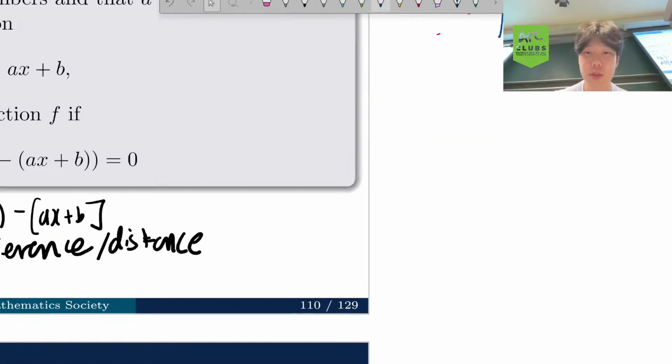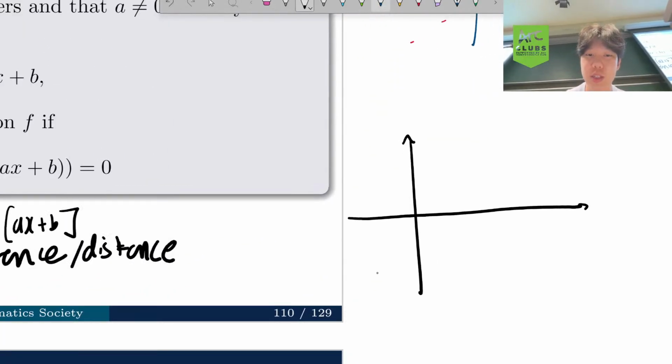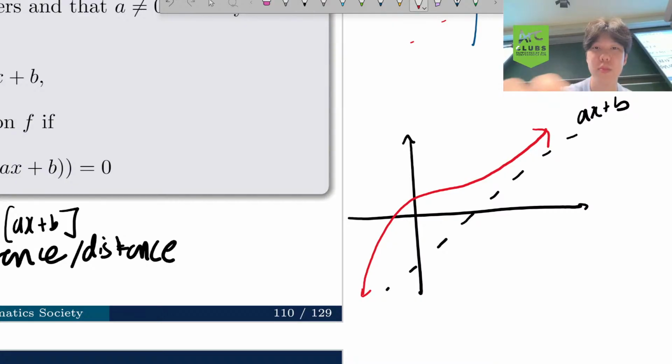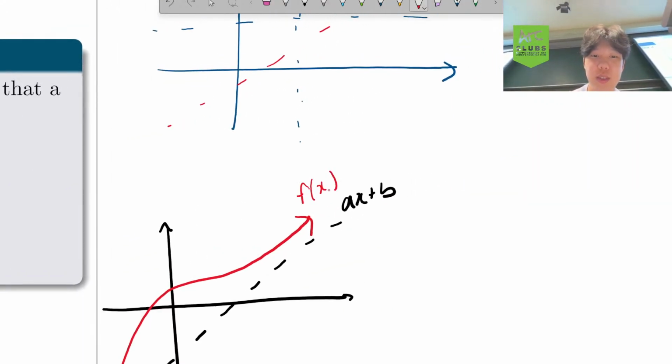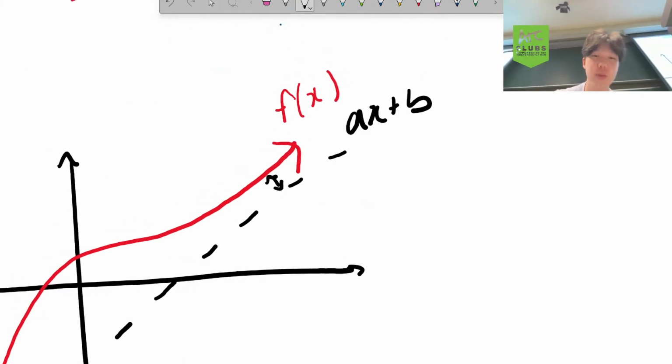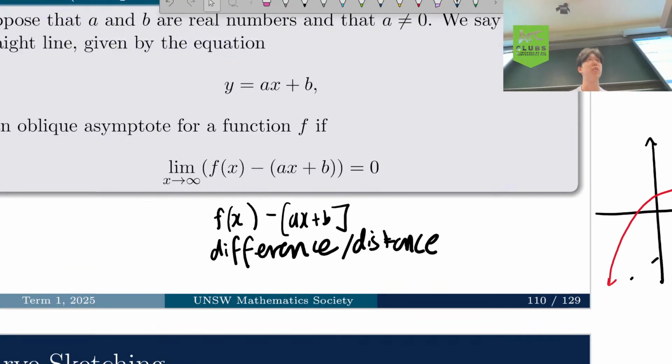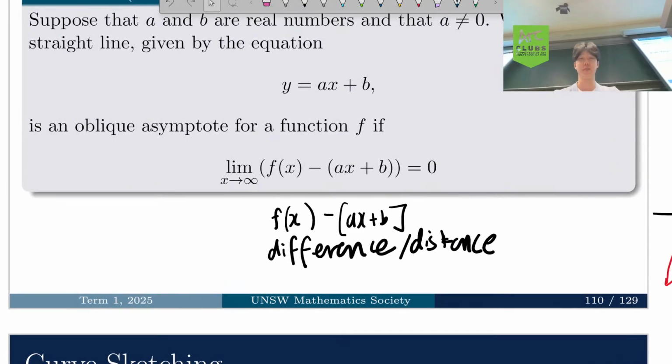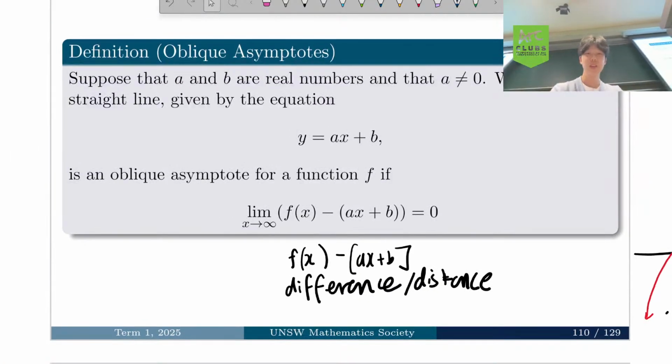So if I were to draw an example real quick. Imagine this right here is our ax plus b line, and our f of x looked something like this. So this is f of x. Okay, so I see that as x goes really, really big, the distance between f of x and ax plus b becomes really, really small. So I can say that f of x basically approaches ax plus b as x becomes really, really big. In that way, I can say ax plus b is an oblique asymptote because f of x approaches it.